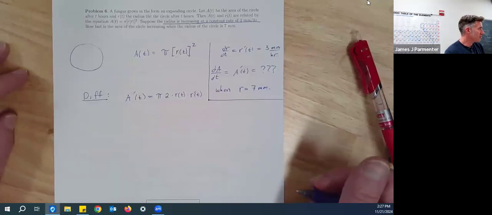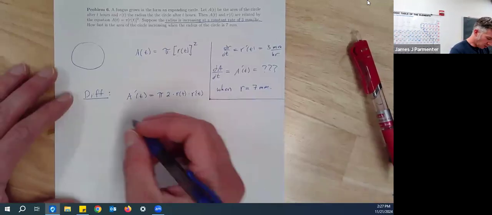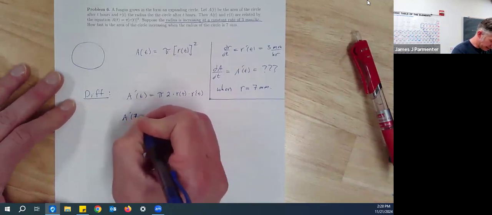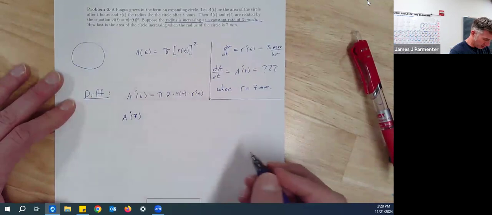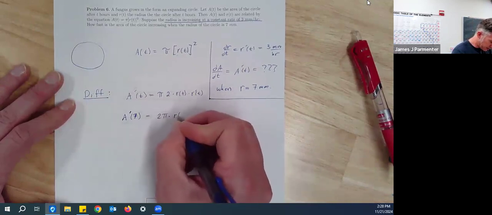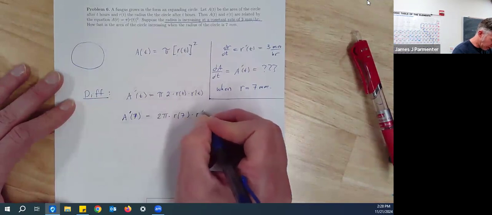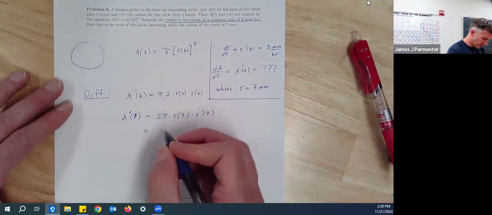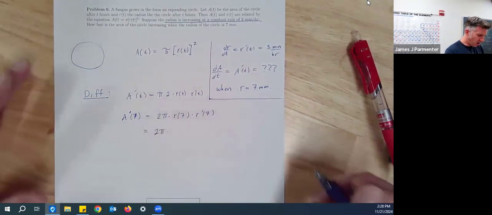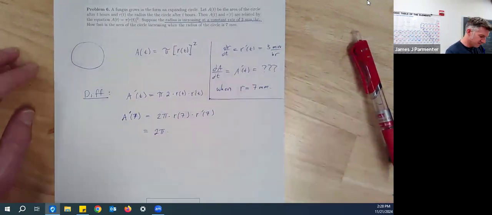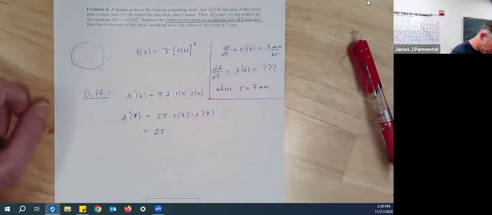And now we're going to plug in 7. So we're trying to find A prime of 7, which is going to equal 2 pi times r of 7 times r prime of 7. Okay, this is a little funky. R of 7. So I feel like this question is not excellently written.